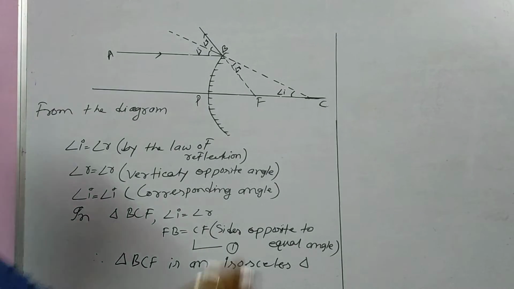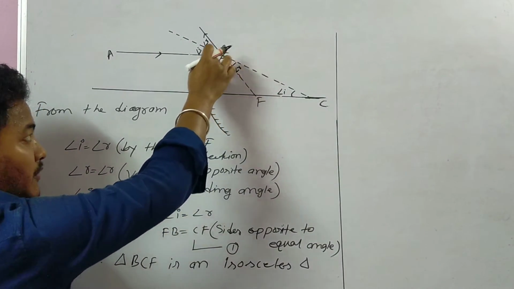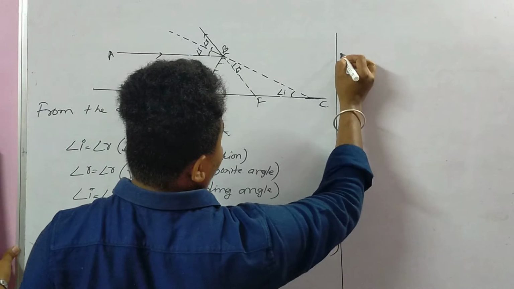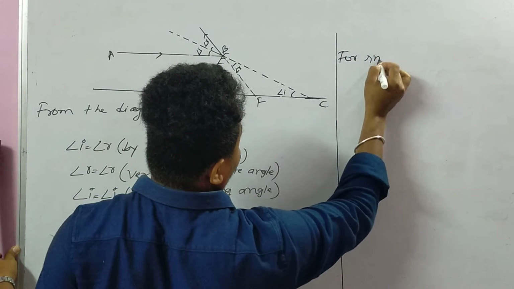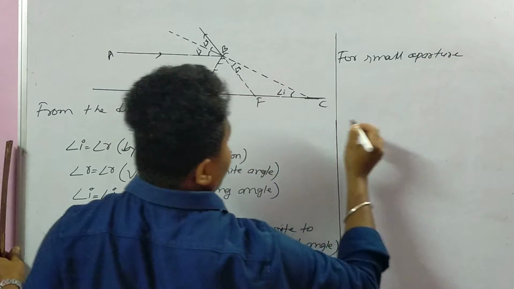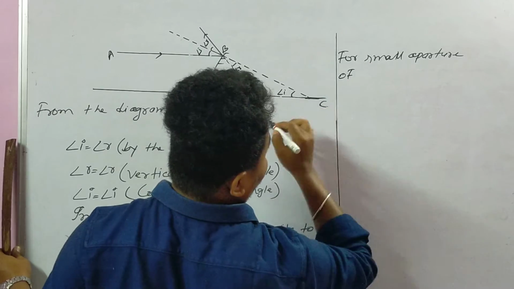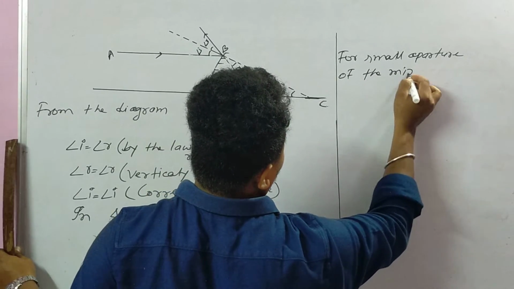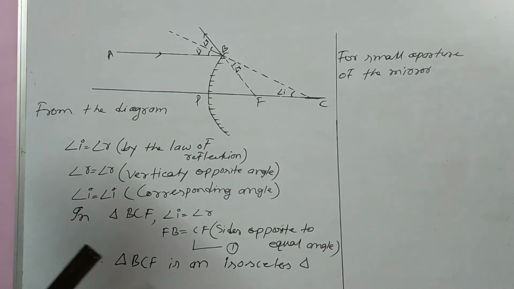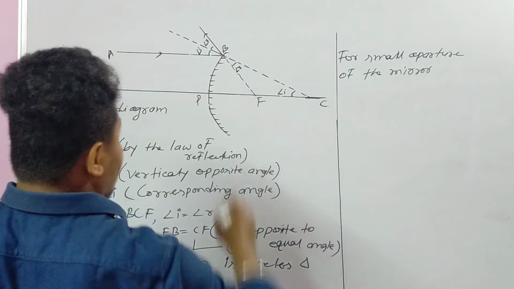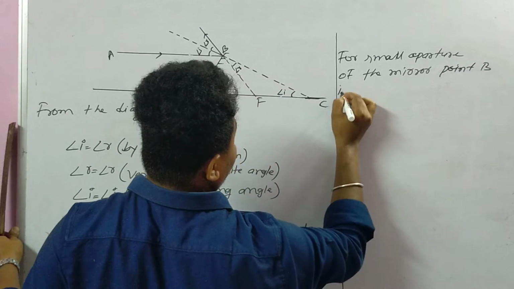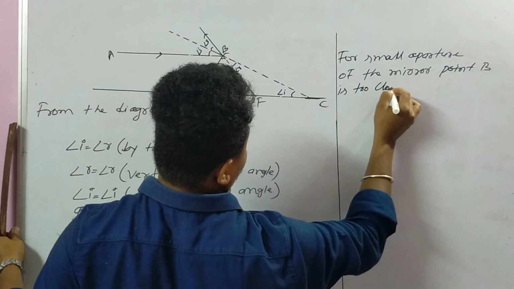Now, as I told you, consider that the aperture of the mirror is too small. Write down: for small aperture of the mirror. I told you which is the aperture. This part is the aperture. Now for small aperture of the mirror, point B is too close to point P.